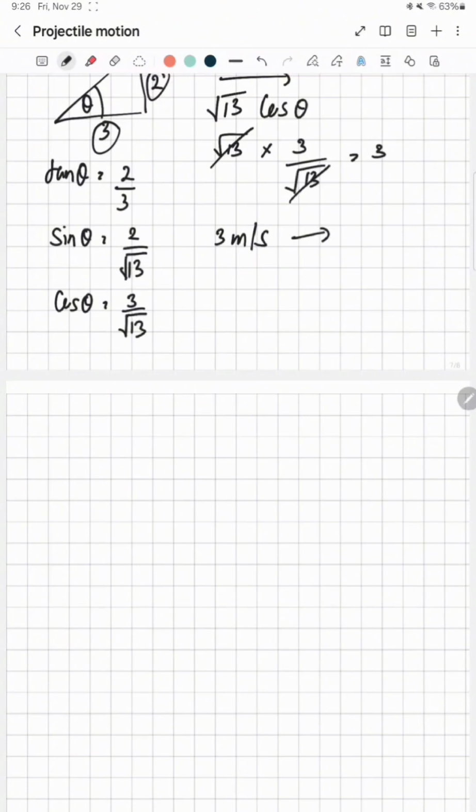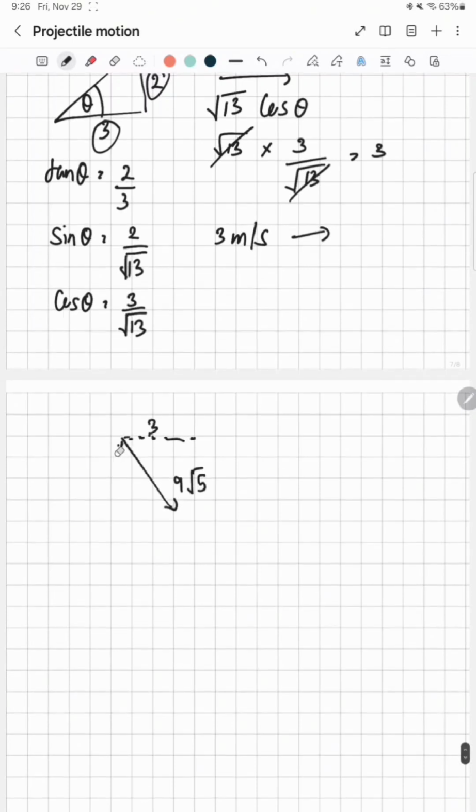So before impact, the speed was 9 root 5. And the horizontal speed, just from a dotted line, this is 3, right? So this is the angle we need to find. This angle theta, right there.